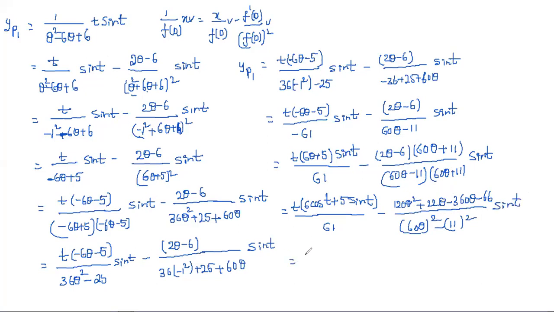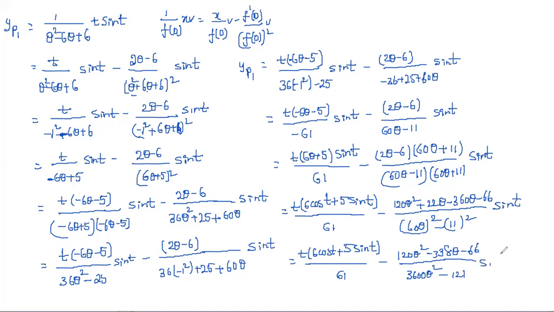So there is no change in this term, 6 cos t plus 5 sine t by 61, minus 120 theta square, and minus 360 plus 22 theta, that is 338 theta, and minus 66 by 60 whole square, that is nothing but 3600 theta square minus 121 into sine t. So t into 6 cos t plus 5 sine t by 61.